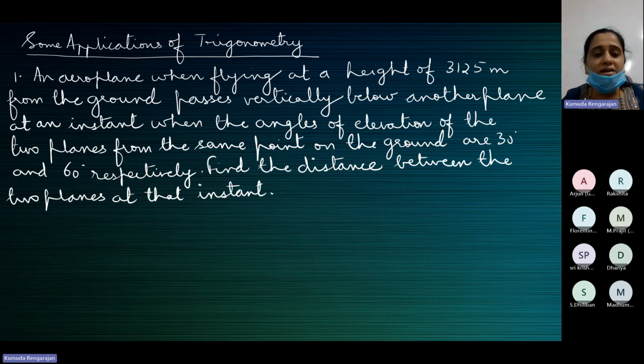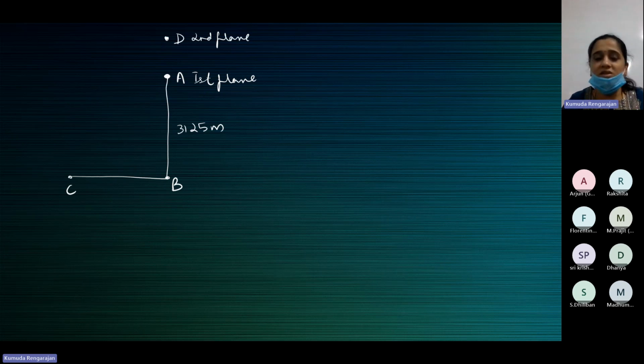At an instant when the angles of elevation of the two planes from the same point on the ground. So there is an observer looking at this scene. There's an observer on the ground. Let the position of the observer be C. This is the position of the observer. Now, when this plane A is vertically below plane D, the observer C looks at that. Let's connect this also. It's one line segment, the whole thing.